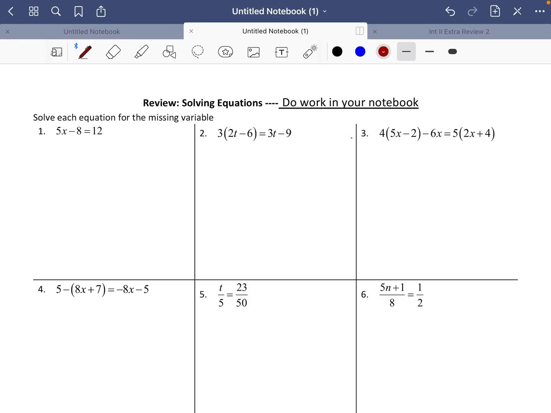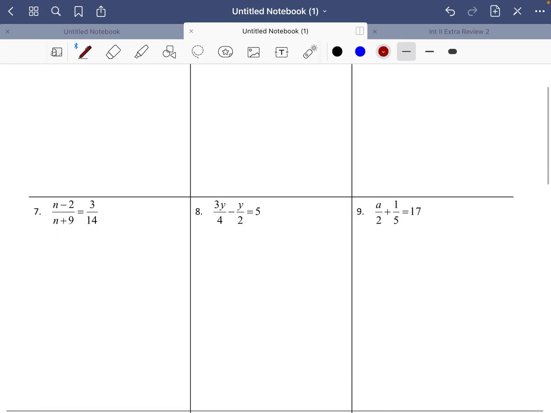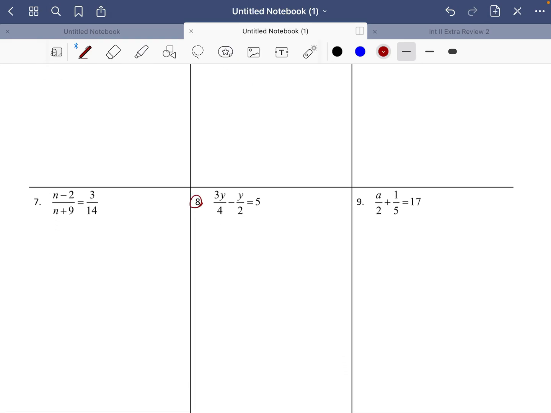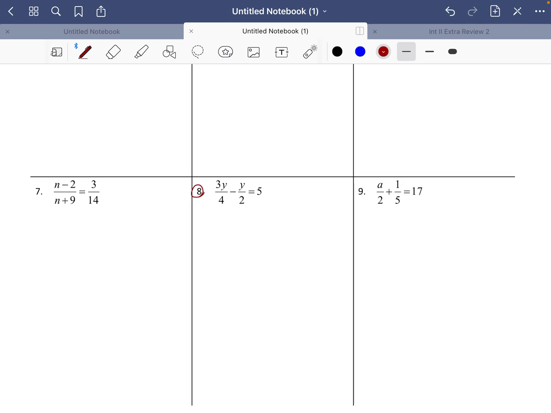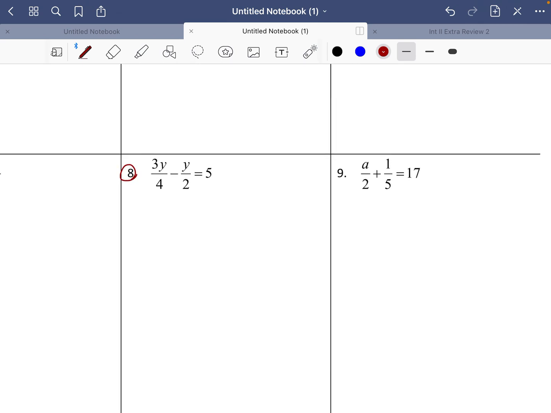In this video, I'm going to review some of the problems on this worksheet, and I'm going to start with number 8. Number 8, you have an equation with denominators of 4 and 2. To get rid of the denominator, what you can do is multiply by the least common multiple of the denominators.